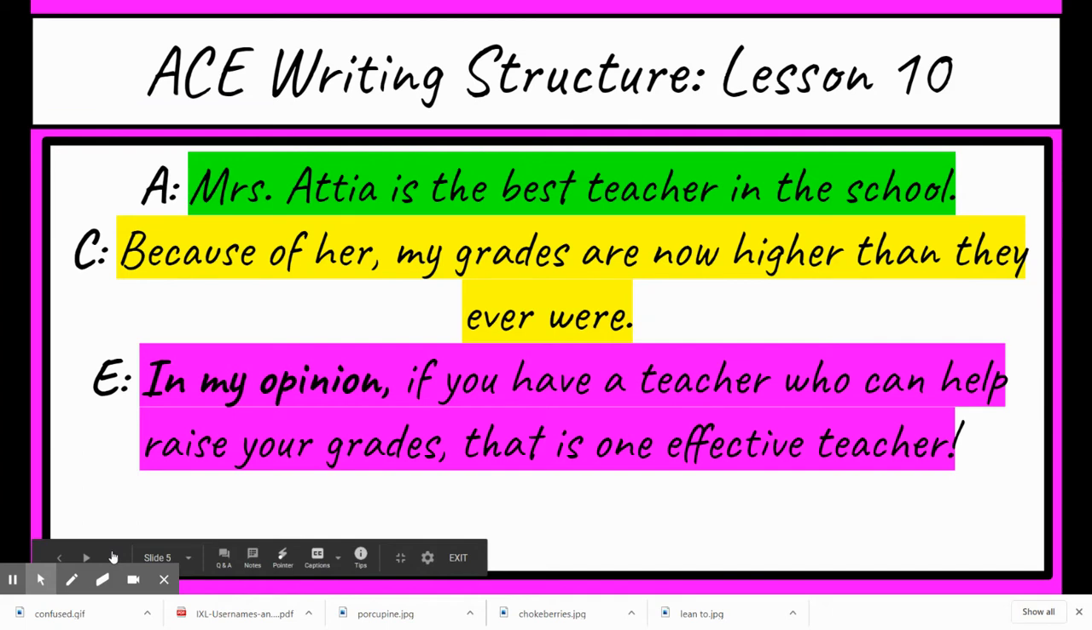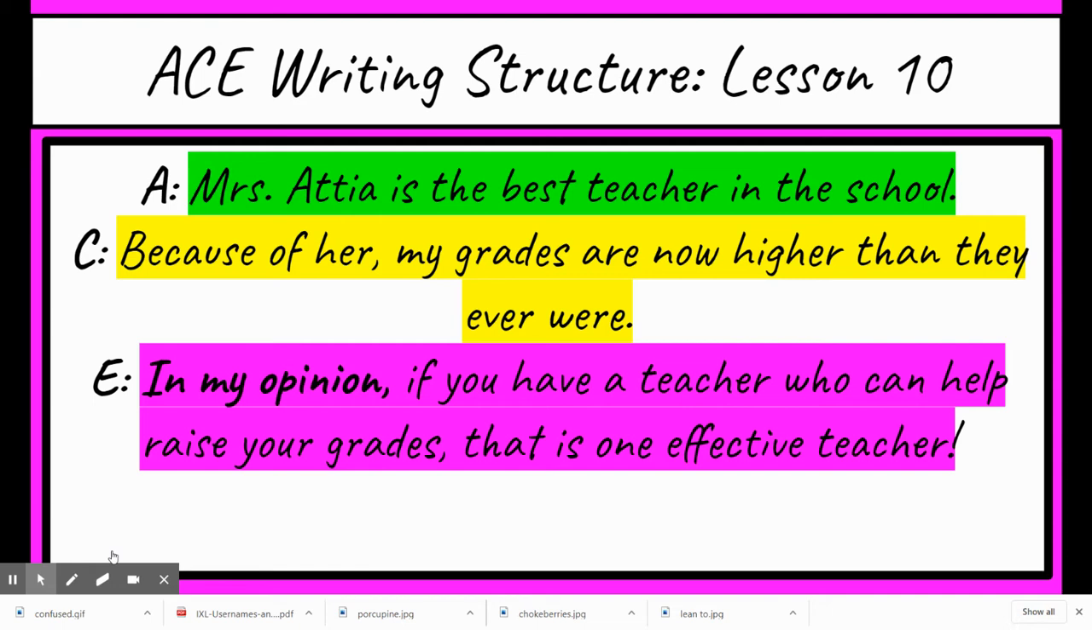So let's take a look at an example. Mrs. Atea is the best teacher in the school. That's a claim. I've said she is something. Now I'm going to give some evidence, something that I can seal in the bag. Because of her, my grades are now higher than they ever were. I can definitely print out my grades from now versus my grades from back then and show the difference. That's clearly evidence that I can seal in a bag. It is a fact. Now I'm going to elaborate with my own opinion about my evidence.